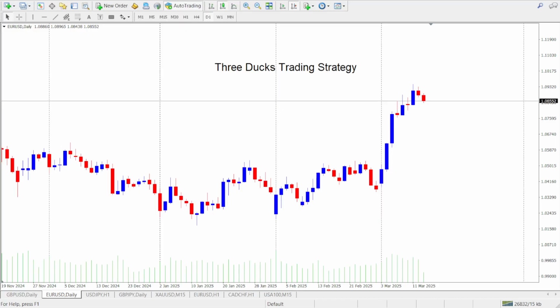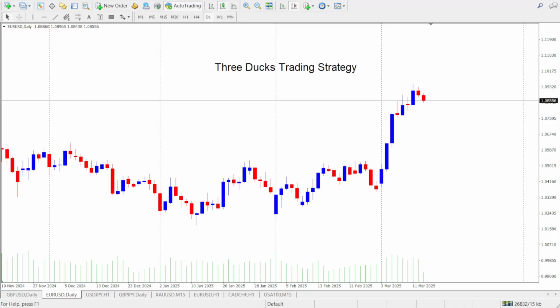The idea is simple actually. Before entering a trade, you want all three time frames to be aligned in the same direction. So this helps filter out bad setups and ensures you are trading with the larger trend, not against it.